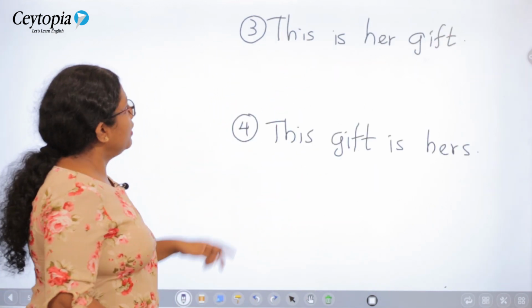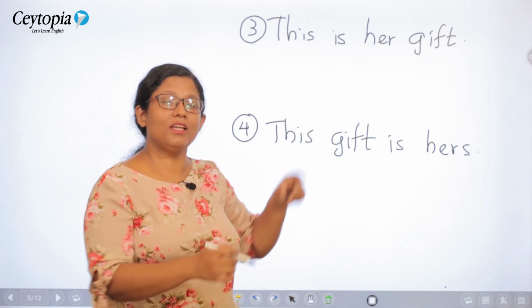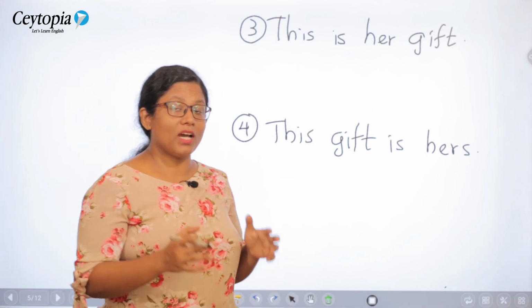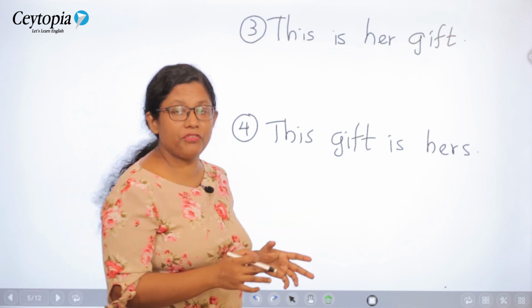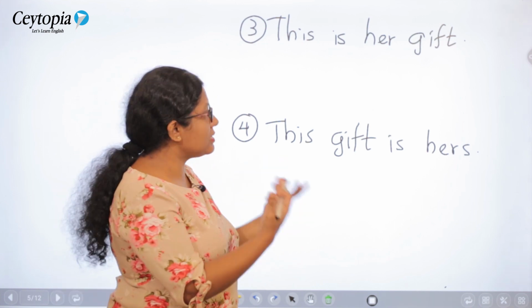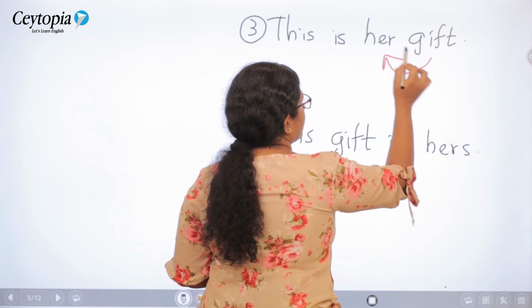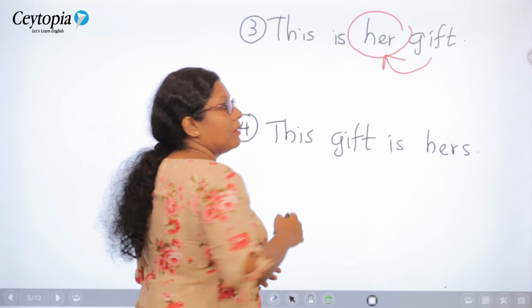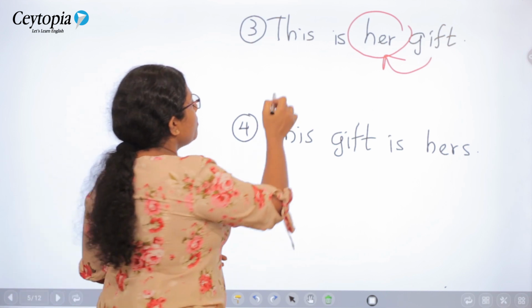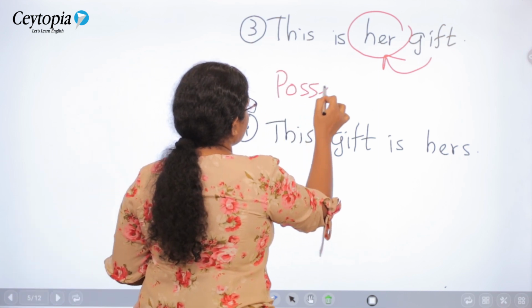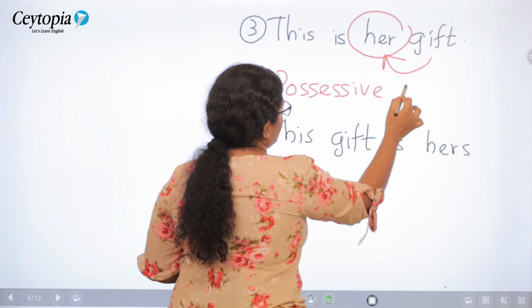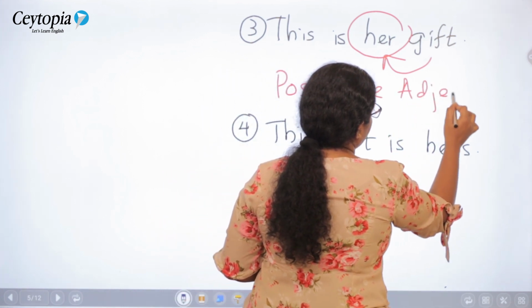Next one. This is her gift. Now we are referring to the ownership. We are talking about the gift which is owned by Tina. This is her gift. To indicate ownership, we use this pronoun. You call it possessive adjective. This is important. I'll tell you why.